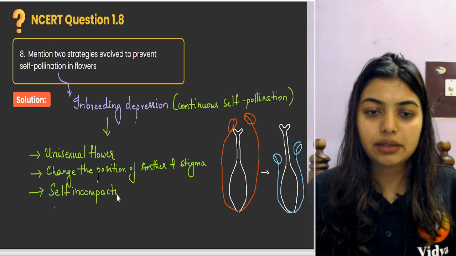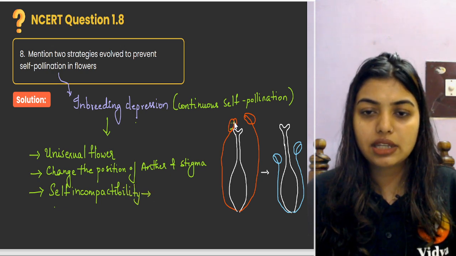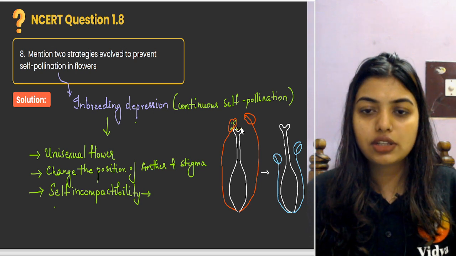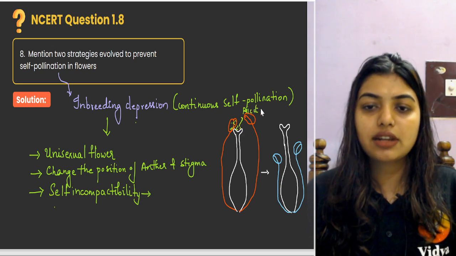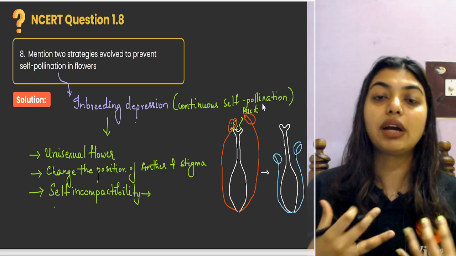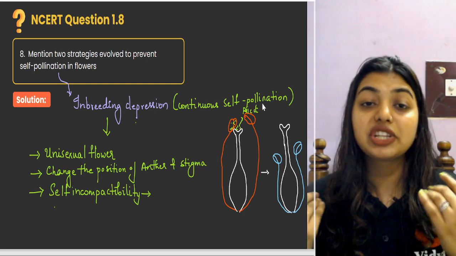Self incompatibility. What is self incompatibility? That is when the pollen grains from this anther fall on the stigma, and the stigma will start rejecting them. The stigma understands that it is my own pollen grains, falling from my own plant, and it will start rejecting the pollen grains.